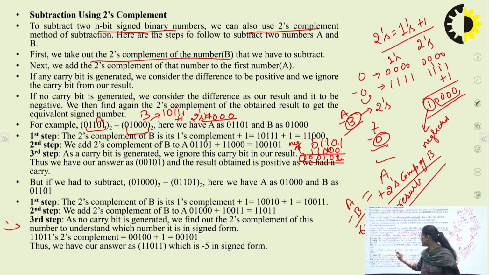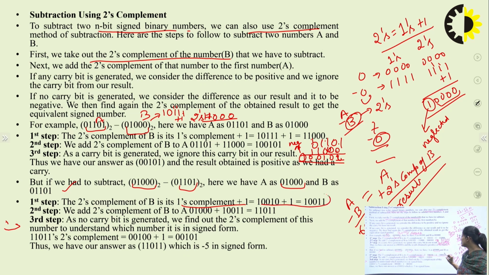But if we have to subtract B from 0 1 0 0 0, here we have A as 0 1 0 0 0 and B is this. So first we will calculate the 1's complement and then we will add 1 to the 1's complement. Then we will get the 2's complement of B. This is the 2's complement of B. When we add this 2's complement of B to A, we will get our result.